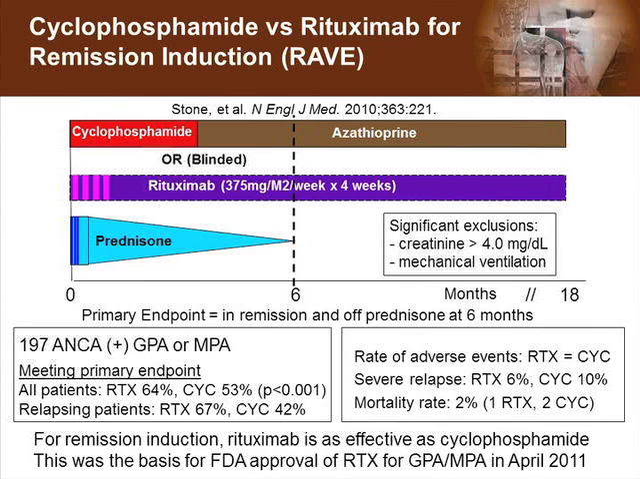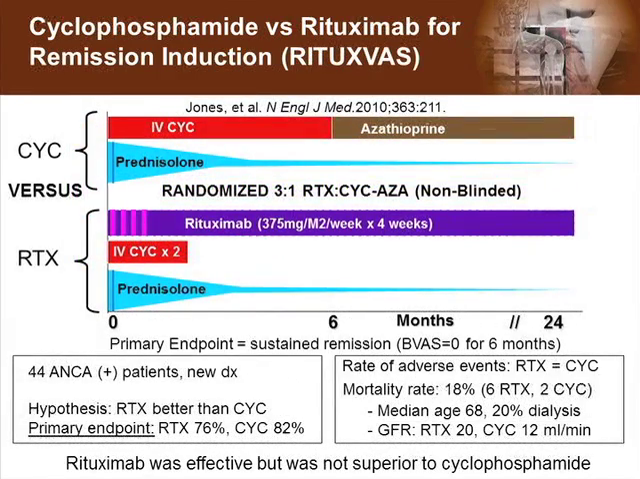At this 6-month time point, there was evidence of relapses beginning to emerge in both arms, and there was a low rate of mortality. So this study provided evidence that for remission induction, Rituximab is as effective as cyclophosphamide, and this formed the basis for FDA approval in 2011. The other randomized trial that was performed by the European Vasculitis Study Group compared Rituximab, again, to cyclophosphamide.